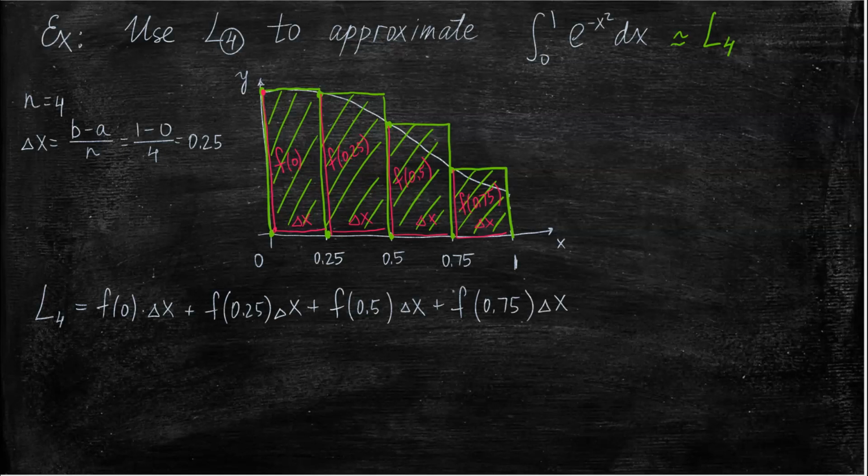Notice how for the rightmost rectangle we don't use the rightmost point of the interval, we use one before that, 0.75. And what can we do here to ease the computations? We can factor out delta x completely. And now it's just a matter of figuring out the output of this function at these 4 points.